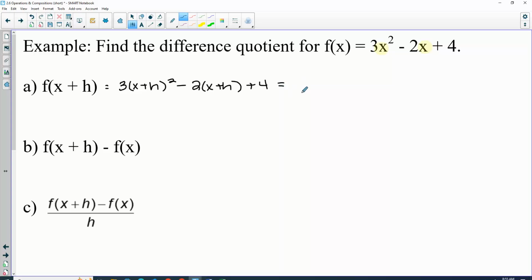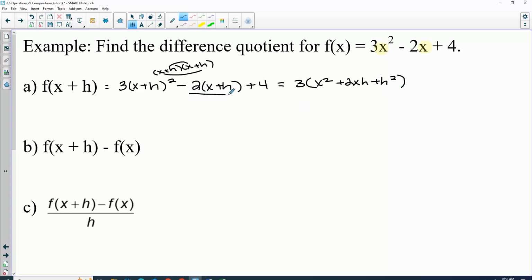Alright, so then we have 3 times x plus h squared. How do we do the x plus h squared? It means we have x plus h times x plus h. So you have to FOIL that. If you FOIL, you get x squared plus xh and plus xh will give me a 2xh plus h squared.